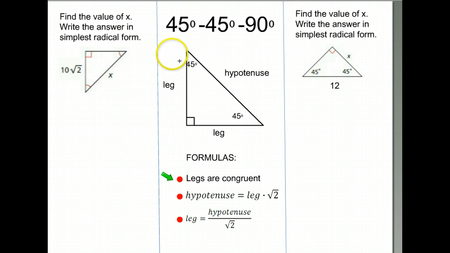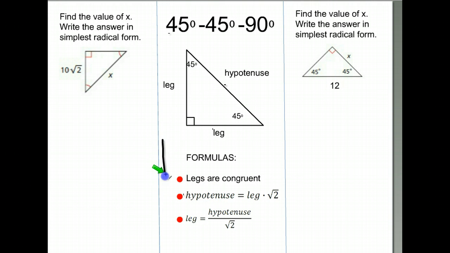With a 45, 45, 90, you'll want to label it as that. The legs are the same length, so the legs are the parts touching the right angle. And the hypotenuse you can find by multiplying a leg by the square root of 2. If you want to go the other way, if they give you the hypotenuse, the leg is the hypotenuse divided by the square root of 2.